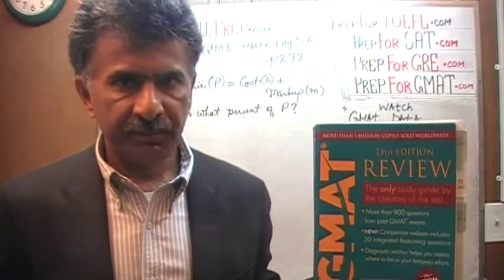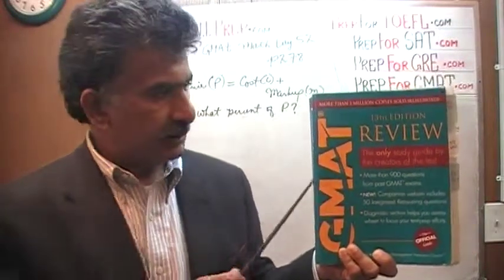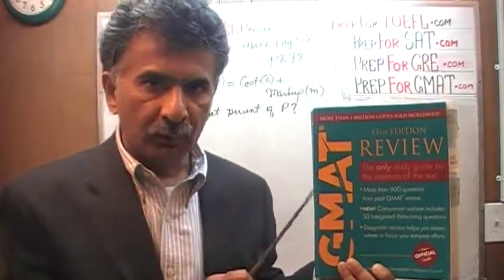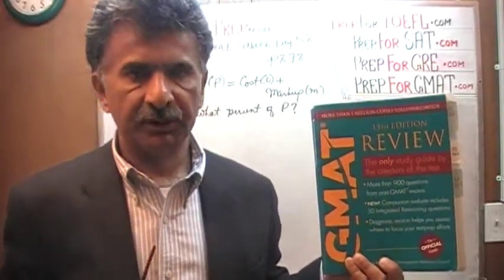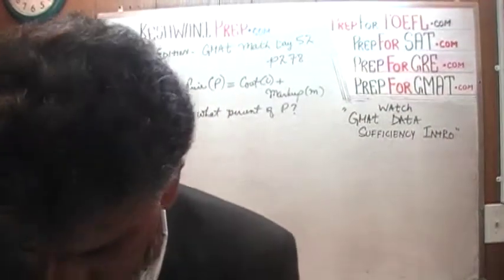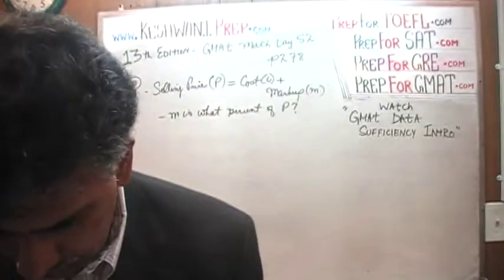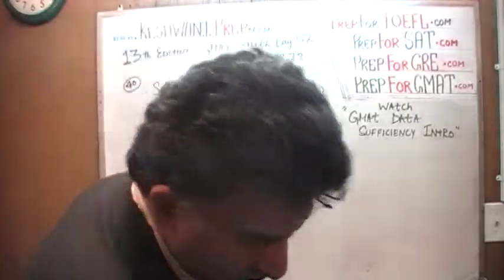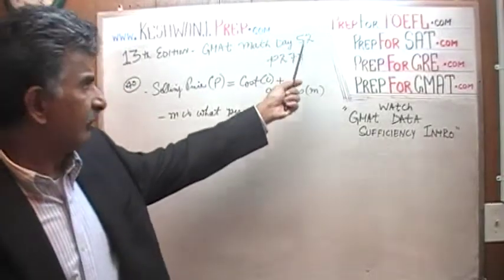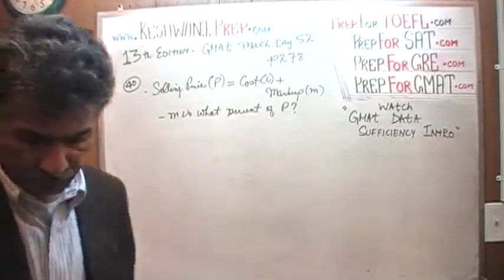We are here because we want to prepare for the GMAT. We have been solving GMAT math problems out of this book, GMAT Review, the Official Guide, 13th edition. If you do not own this book already, purchase one immediately. You're going to need it. The problem we are about to solve is on page 278. Please turn to it. Today is our lesson number 52, and problem number 40 is what we are doing here.